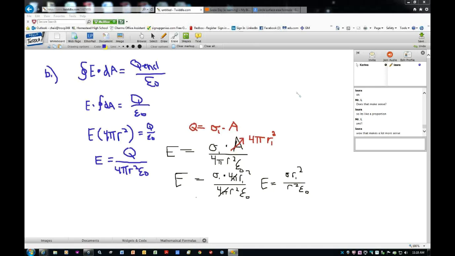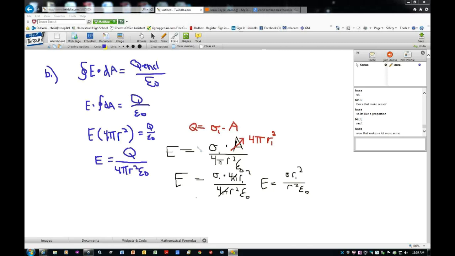Okay, so it looks like your final equation is sigma 1 times R1 squared over R squared times epsilon naught. And Eric had a question. Eric, what is sigma again? Sigma is the surface charge density, so it's so many coulombs per square meter. And when you take coulombs per square meter times the area, which is square meters, you get coulombs. Okay, any questions about our answer here?